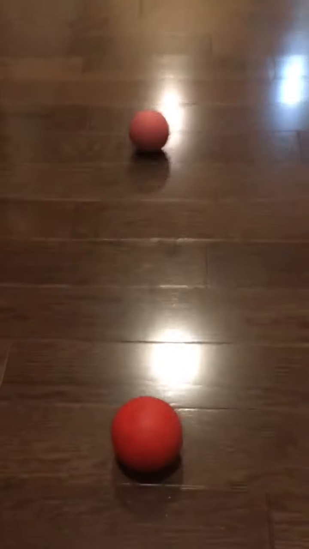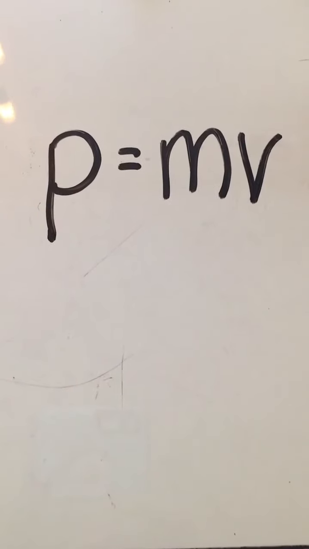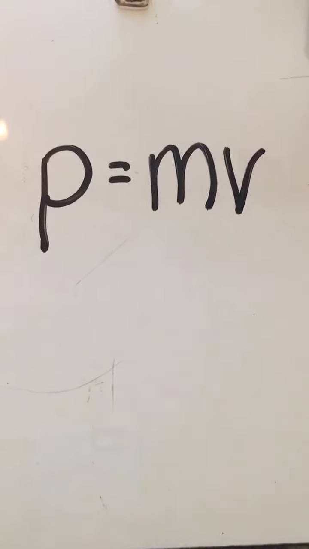Take a look at these two balls. The moving ball has momentum and the still ball does not. So, what is momentum? Momentum can be defined as the quantity of an object's motion. It can be described as mass in motion, as it is measured as the product of an object's mass and its velocity. Here is the equation for momentum, where m is equal to mass, v is equal to velocity, and p stands for momentum.